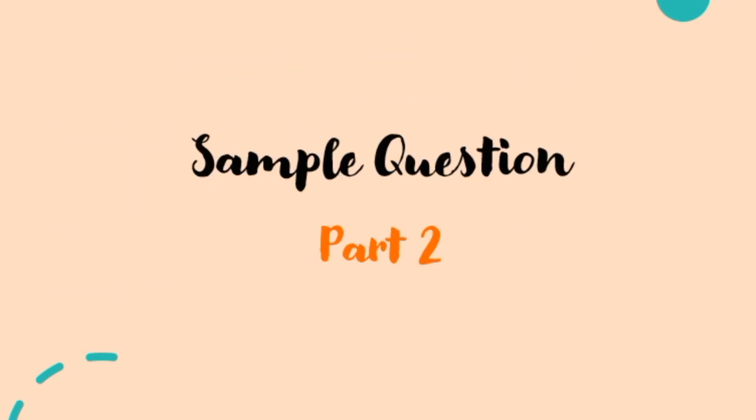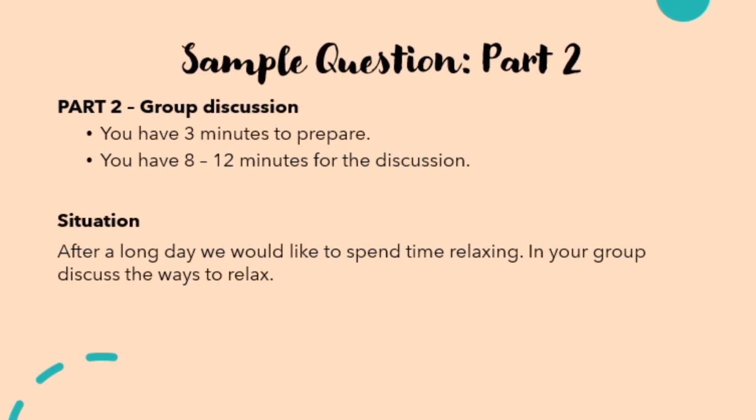Let's now move on to the sample question for speaking part 2. So this is what the speaking paper for part 2 question will look like. Let's read this first. Part 2, group discussion. You have 3 minutes to prepare. You have 8 to 12 minutes for the discussion. Situation: after a long day, we would like to spend time relaxing. In your group, discuss the ways to relax.